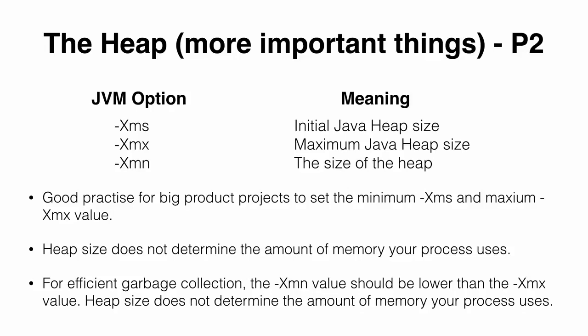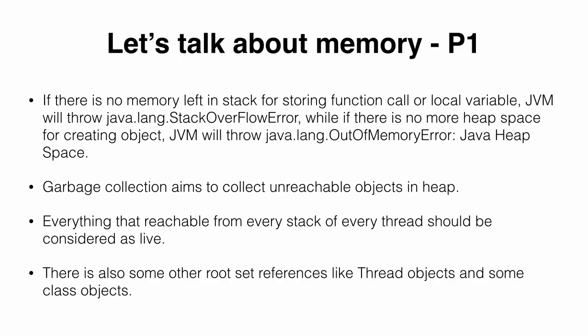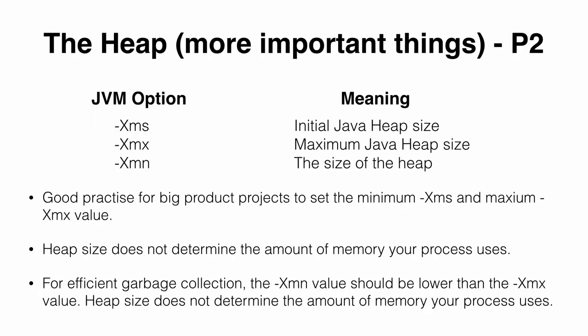So we can set a minimum (-Xms) and maximum (-Xmx) value, and we can also see the size of the heap using these JVM options. The heap size does not determine the amount of memory your process uses, so if we're into multi-threading, we may have to look at our heap size and what processes are running inside it. For efficient garbage collection, the Xmn value should be lower than the Xmx value. Heap size is not determined by the amount of memory a process needs, as it says here. So remember that and potentially take a screenshot and note that down. That's really useful if you're running big production projects.